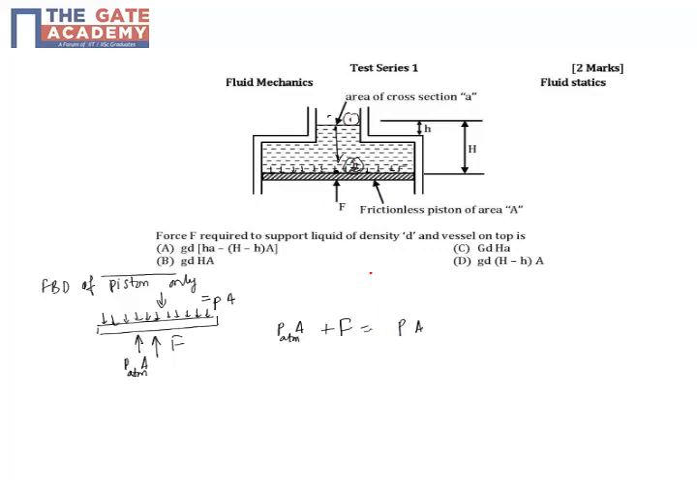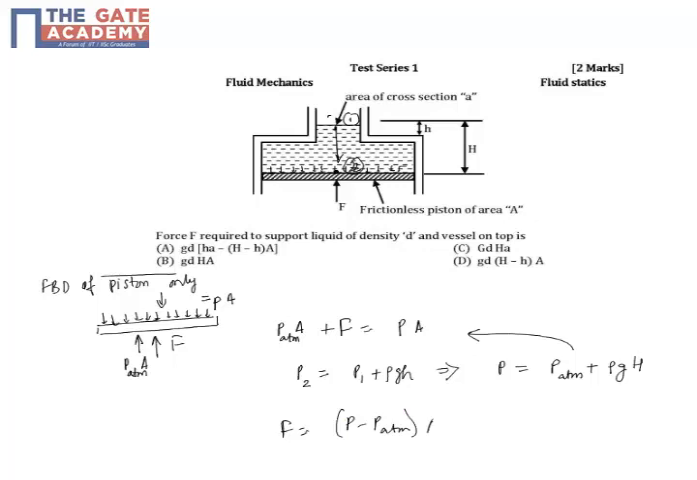Now in a static mass of fluid, pressure varies vertically downwards, and that is P2 is equal to P1 plus rho G H. And what is P2? P2 is P and P1 is P atmosphere plus rho G H, where H is the capital H. So if I substitute the second equation in the first, what I get is F is equal to P minus P atmosphere into A, and P minus P atmosphere from this equation is rho G H into A. So rho G H A is the answer.